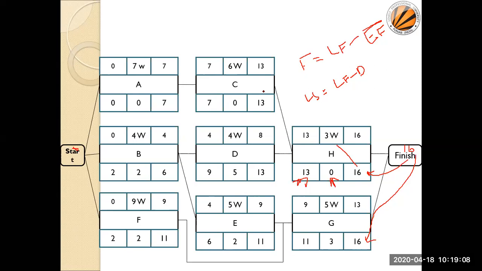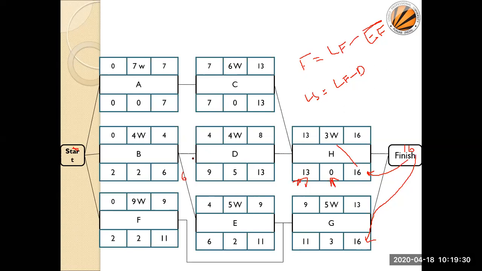Now this 13 is directly copied here. 13 here, 13 here. 13 minus 13, 0. 13 minus 6, 7. Here 13 minus 8, 5. 13 minus 4, 9. Okay. So from this side, if I see this, this becomes 11. 11 is copied here. 11 minus 9, 2. And 11 minus 5, 6.